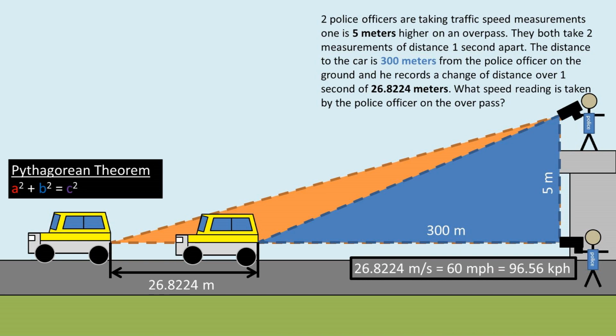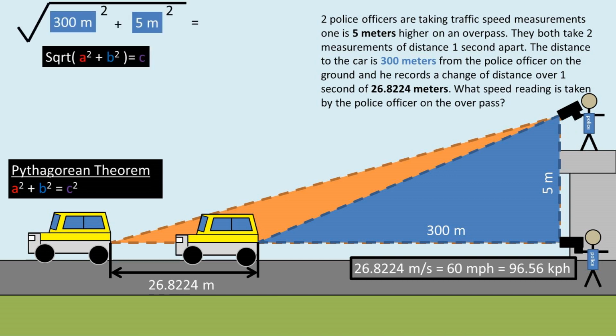The height of both triangles is 5 meters, the length is 300 meters for the blue triangle, and the orange triangle length is 26.8224 meters longer. Now to find the hypotenuse, or longest side of the triangle, we can plug the length of 300 meters and our height of 5 meters into the rearranged Pythagorean theorem to solve for c, or the longest side. So it is the square root of a squared plus b squared equals c.